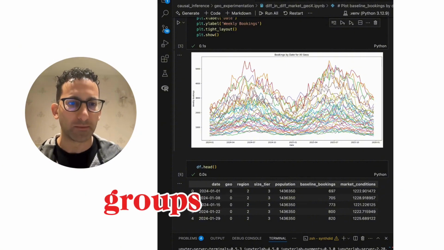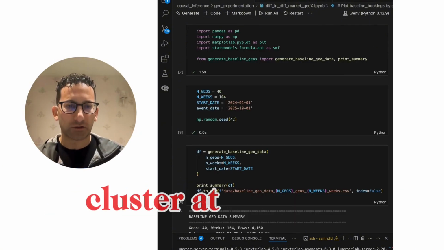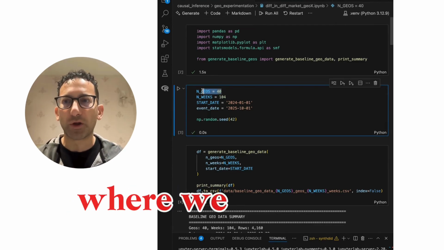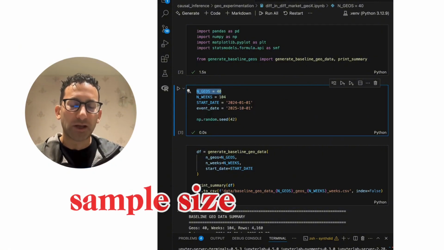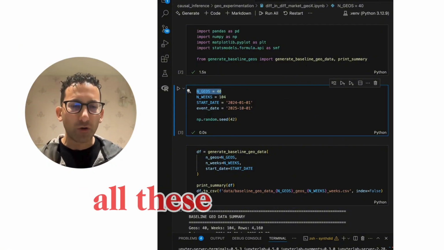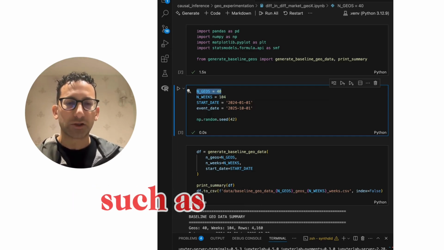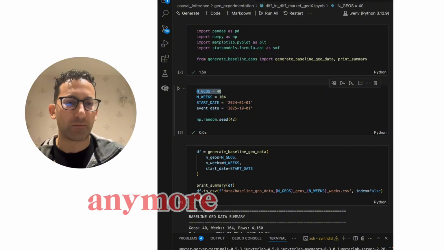But in the presence of spillover effects, you oftentimes have to cluster at some sort of bigger level, such as geographies. So here's an example where we only have 40 different geo levels. So that's an effective sample size of just 40. Well, suddenly all these things that you relied on with randomization in larger experiments, such as the treatment and the control groups being equal, they just don't apply anymore.